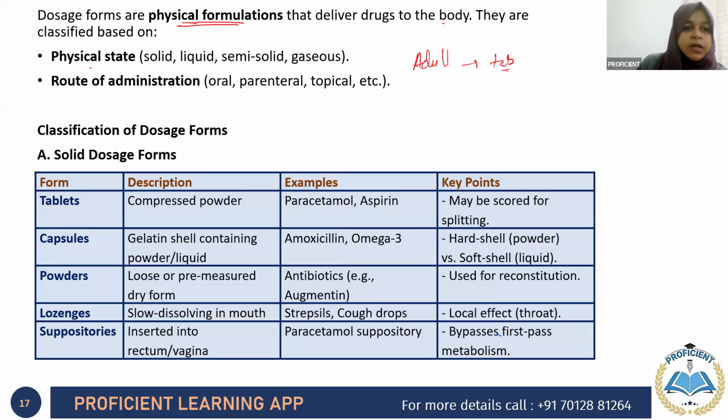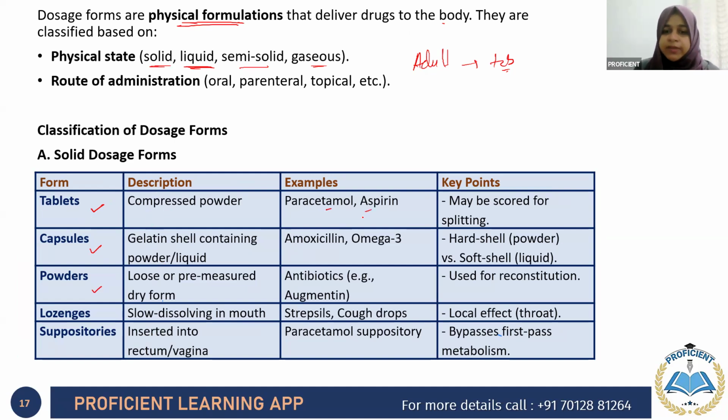Now, based on physical states, we classify dosage forms as solid, liquid, semi-solid, and gaseous. Which are the solid dosage forms? We have tablets, capsules, powders. Powders are solids only, right? Then lozenges and suppositories. Tablets are nothing but compressed powders. Powders are compressed to get tablets.